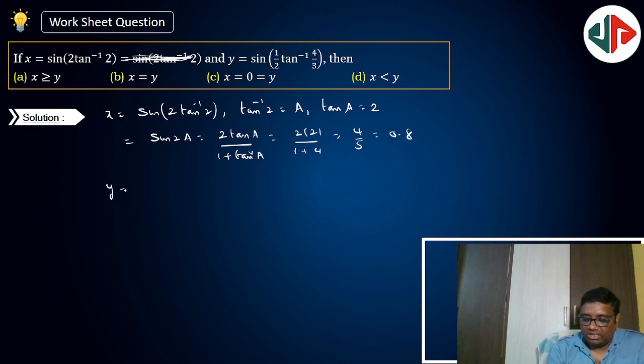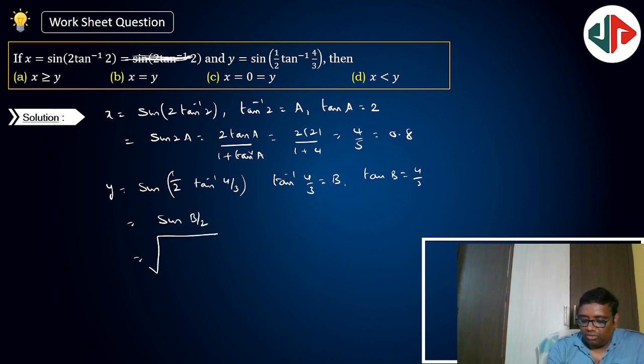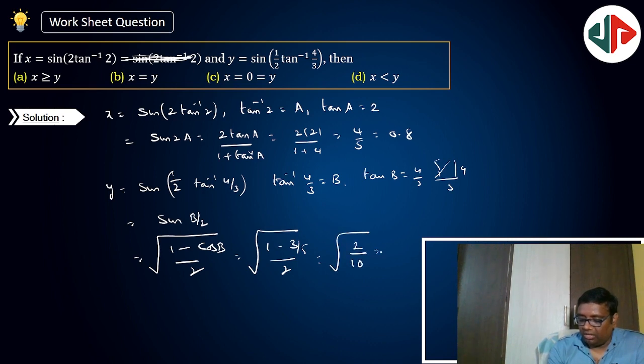In the same manner, y is equal to sine of 1 by 2 times tan inverse of 4 by 3. Imagine tan inverse of 4 by 3 as b. Then tan b is equal to 4 by 3. Now it becomes sine of b by 2. Sine of b by 2 means under the root of 1 minus cos b by 2. So if you know tan b, then what is your cos b value? 1 minus 3 by 5, by 2. So it is nothing but 2 by 10, 1 by root 5.